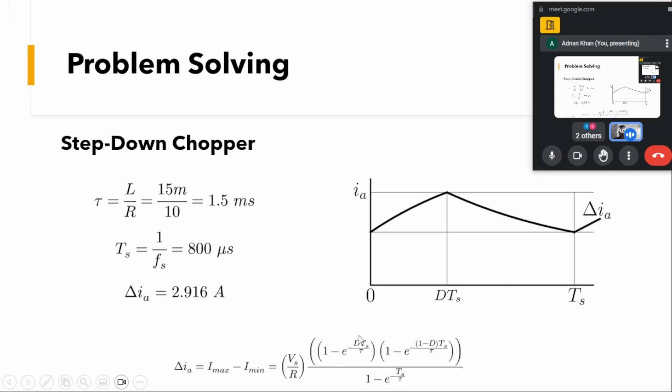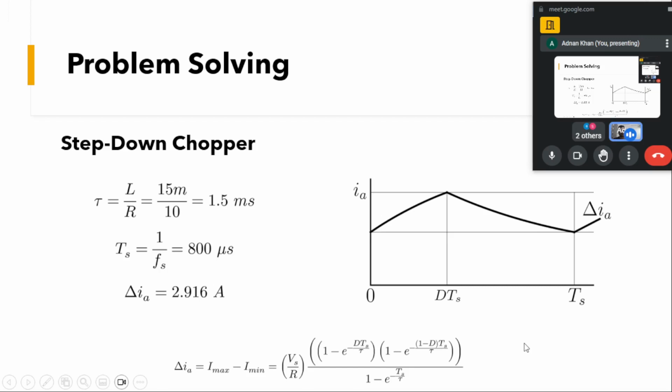Now when we put these values of tau, ts, and d, we know d is already given, 0.5. So the ripple, delta I ripple, comes out to be around 2.916 amperes. So this was a simple question, only what you needed to know is this equation, the derivation of which is discussed during the course.